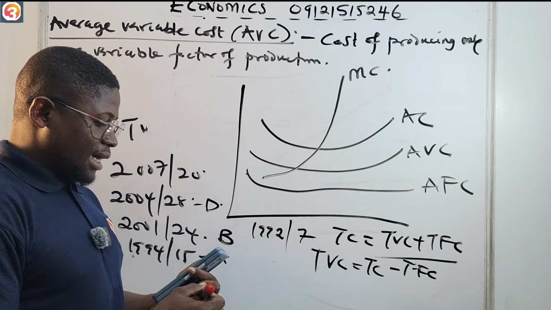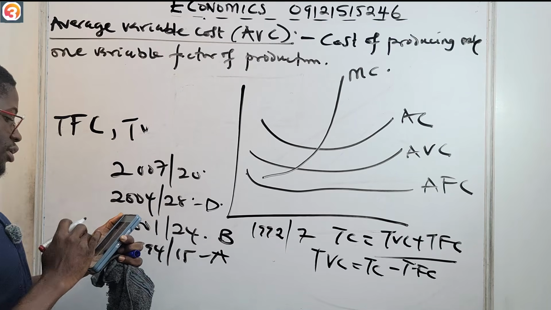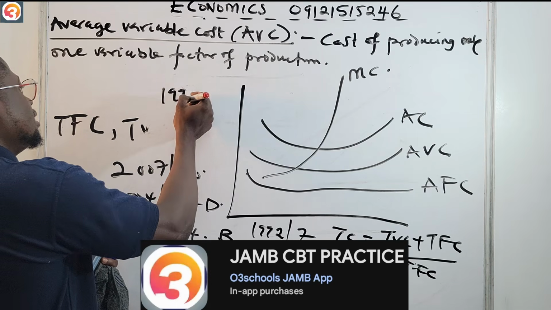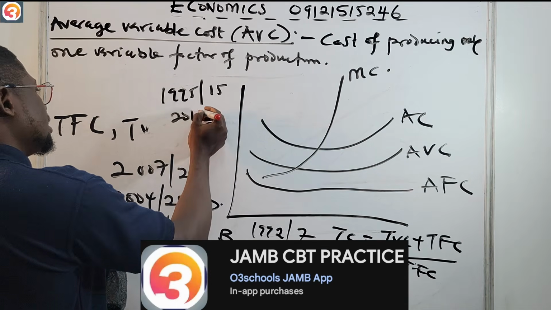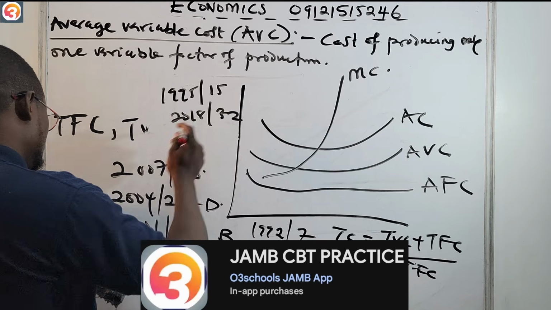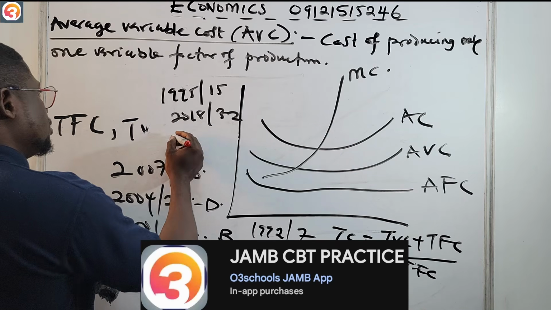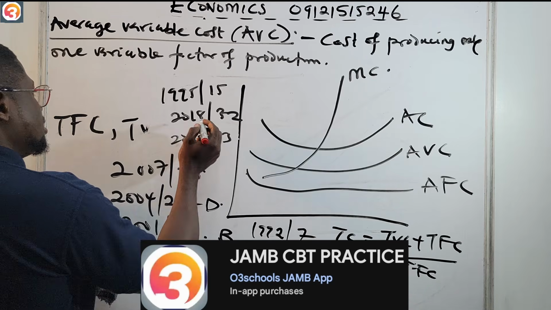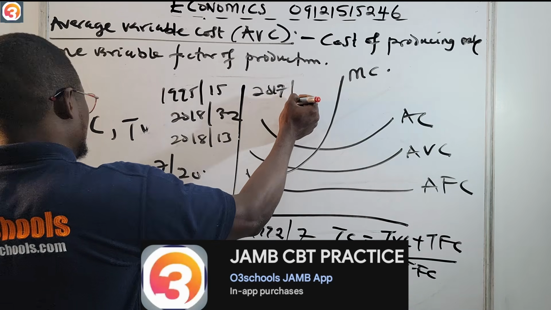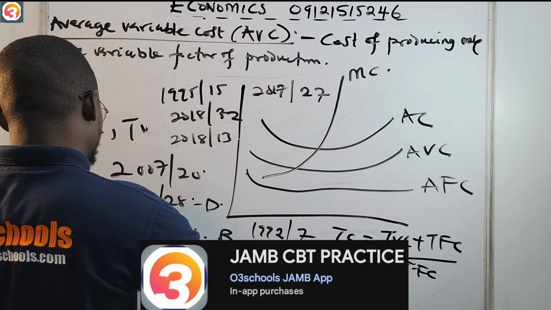So you go to the app and search for these questions using the question search feature: 1995 number 15, 2018 number 32, 2018 number 13, and 2017 number 27.